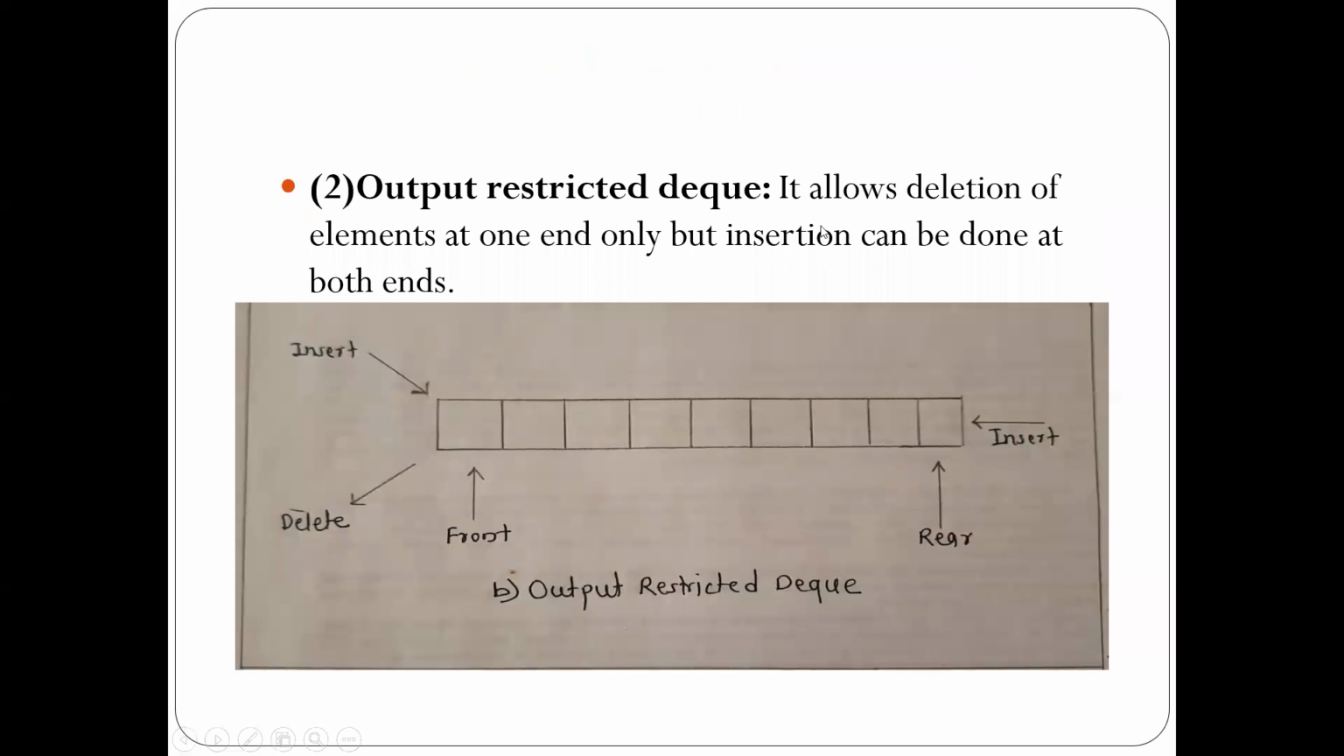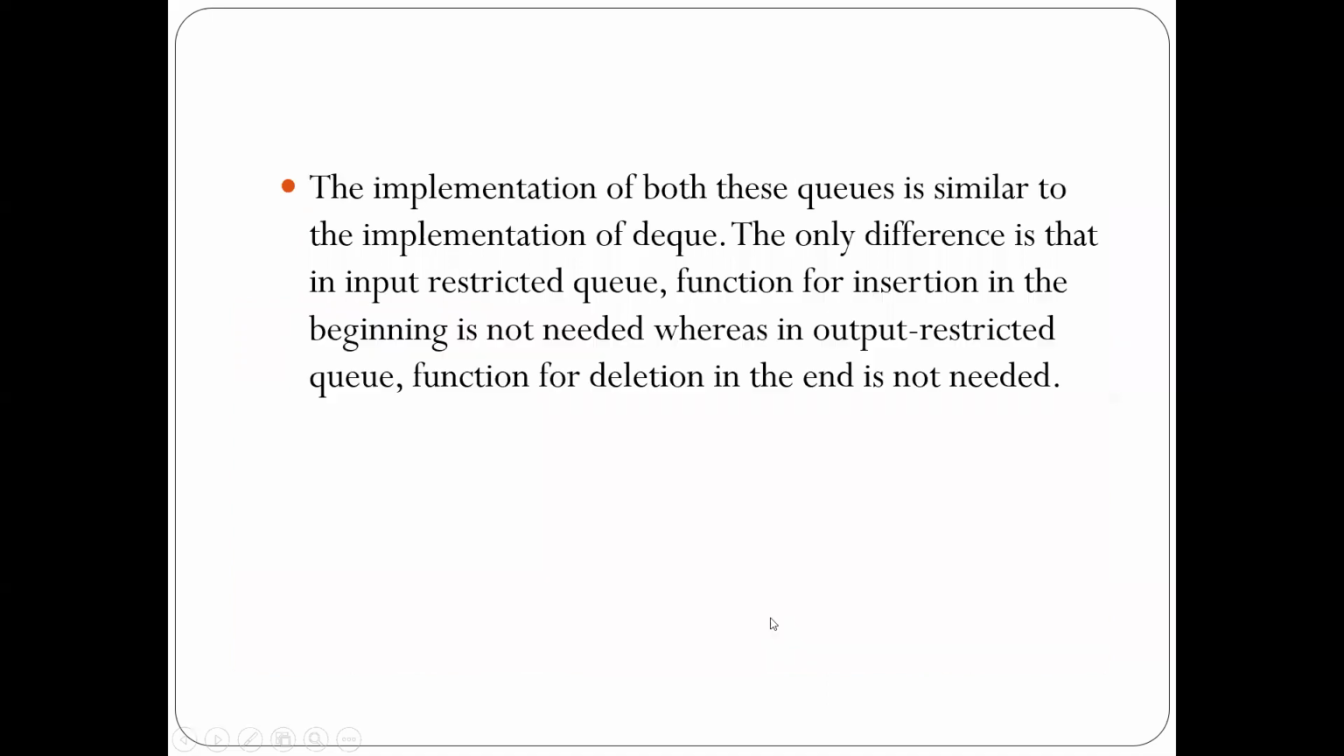And in case of the output restricted DQ, as the name indicates, output, that means the deletion operation, is only at one end, but insertion is possible at both ends. So again three operations are there: one deletion, two insertions. This is called the output restricted DQ. Related with this, again, separate videos I have already uploaded on my channel. For in-depth explanation, you can watch those videos.